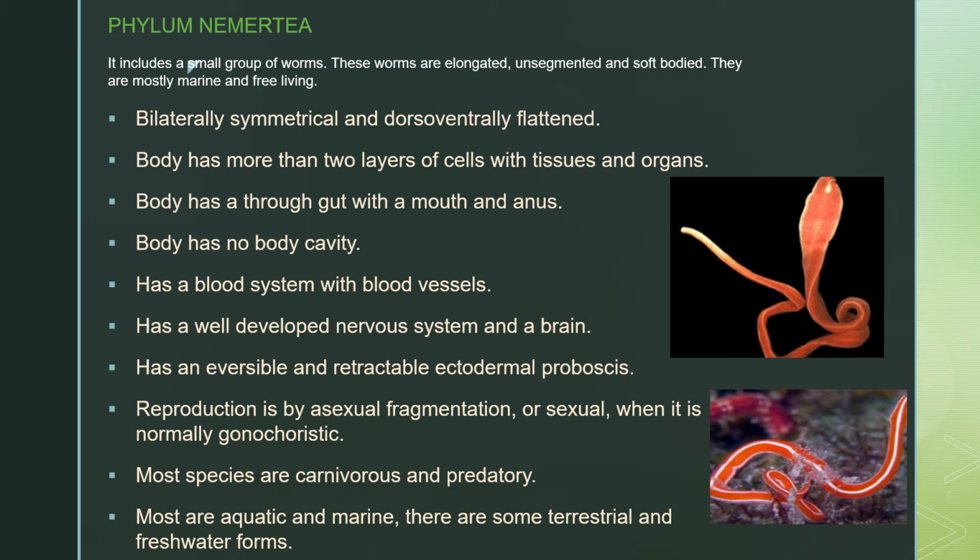Body has no body cavity. It has a blood system with blood vessels. Has a well-developed nervous system and a brain. Has an eversible and retractable ectodermal proboscis. Reproduction is by asexual fragmentation or sexual when it is normally gonochoristic. Most species are carnivorous and predatory. Most are aquatic and marine. There are also some terrestrial and freshwater forms.